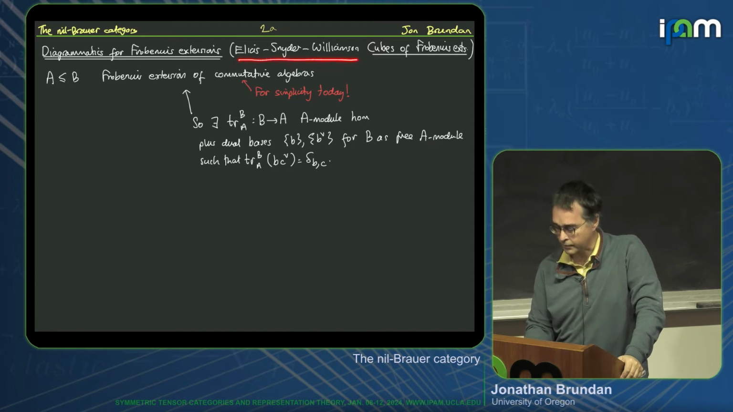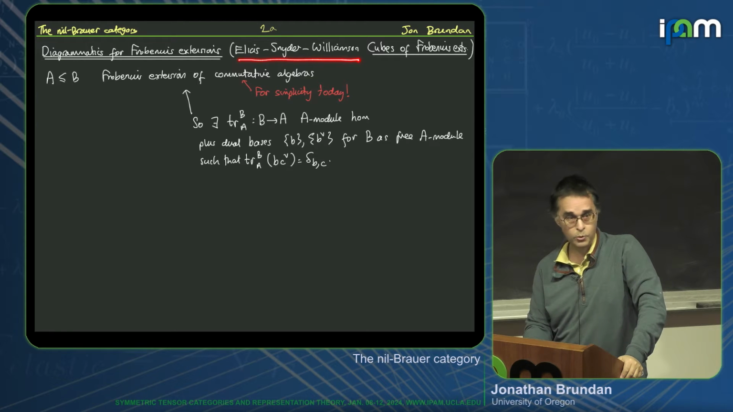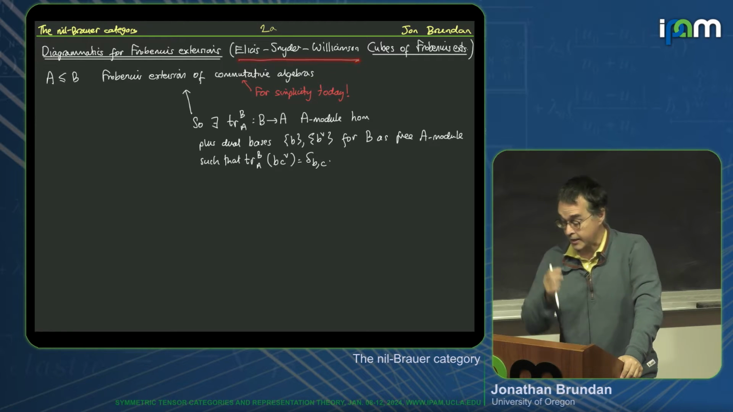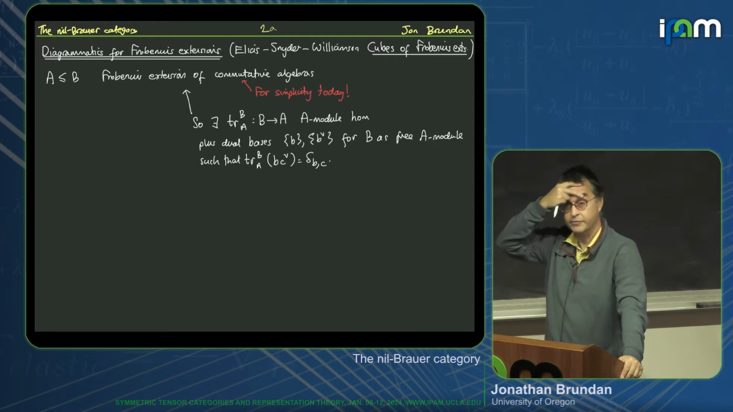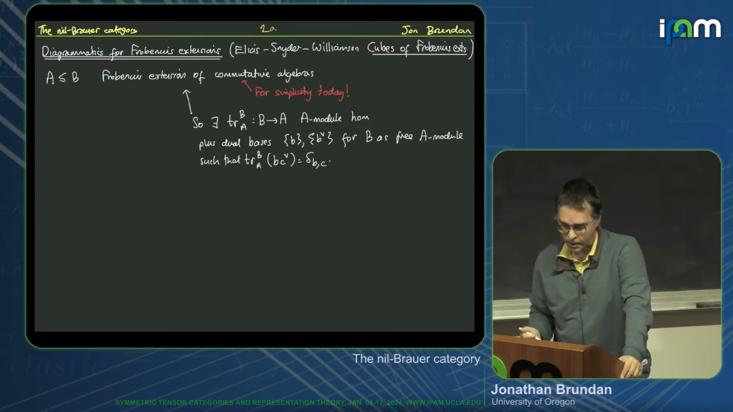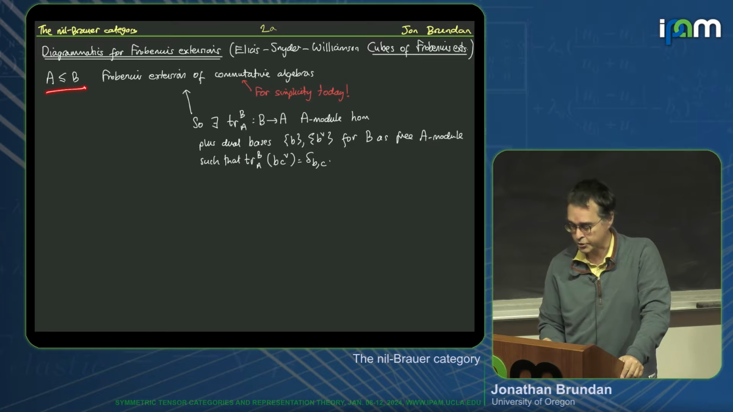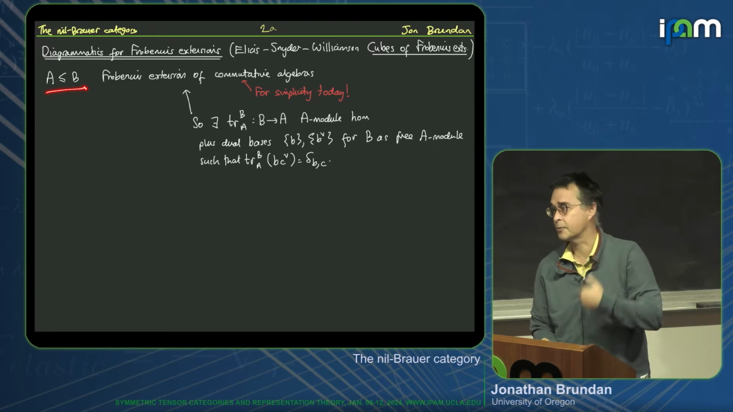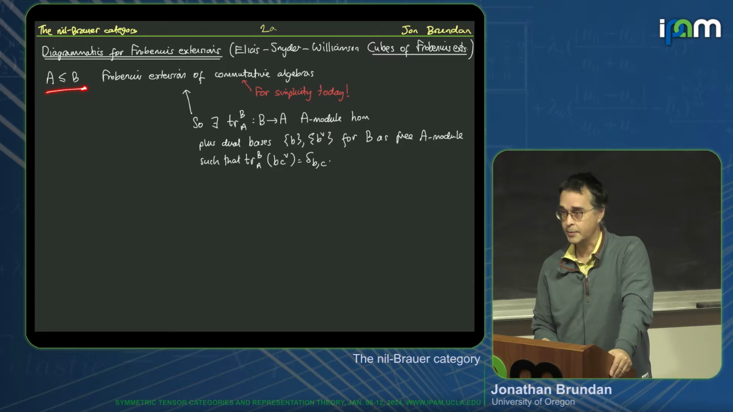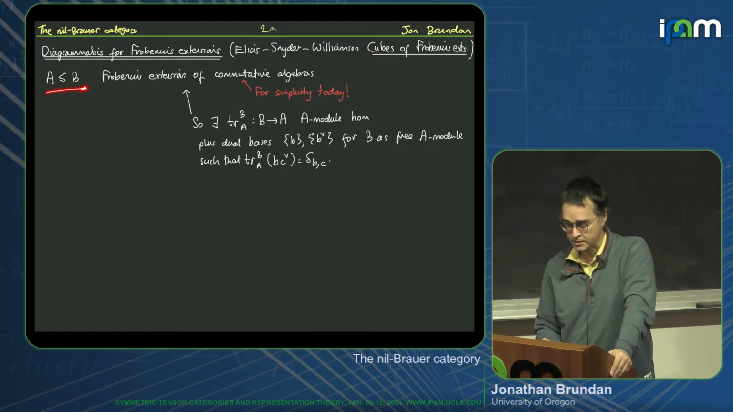So I learned this from a cute little paper, but I think a very important one, by Elias, Snyder, and Williamson. The title is Cubes of Frobenius Extensions. So let's take a Frobenius extension of some commutative algebras. I'm assuming commutative because that's all I'll need in my examples, but that's just for simplicity.